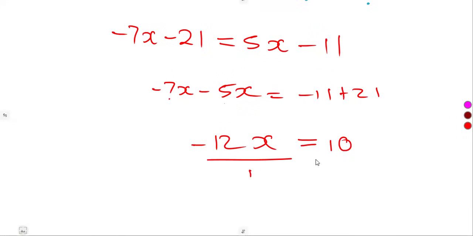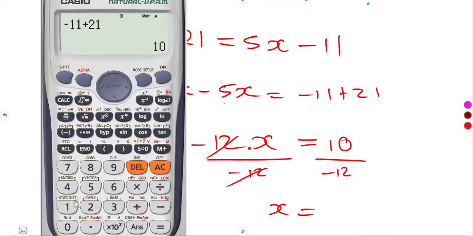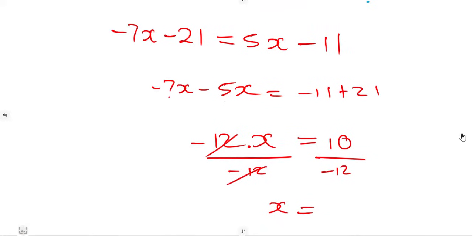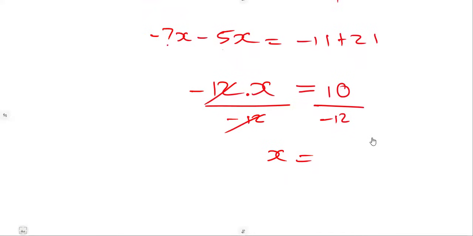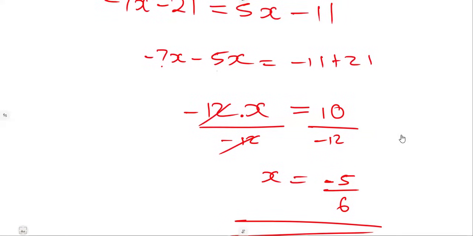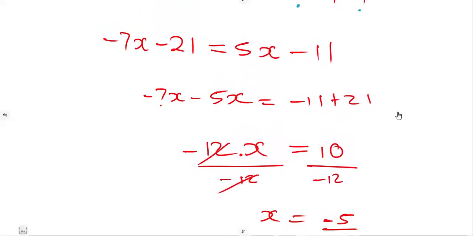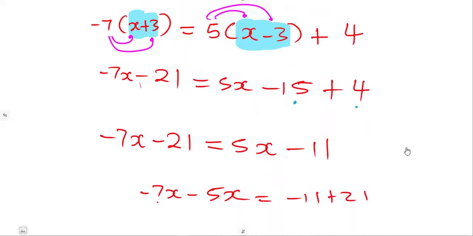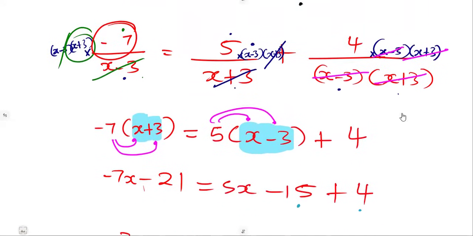All right, so divide by negative 12 both sides, since this is a product. That gives us the value of x from your calculator. 10 over negative 12 is going to give us negative 5 over 6. So that is what you're going to have at the end. So that's negative 5 over 6, just like that. I want you guys to do as many questions of these typical equations.